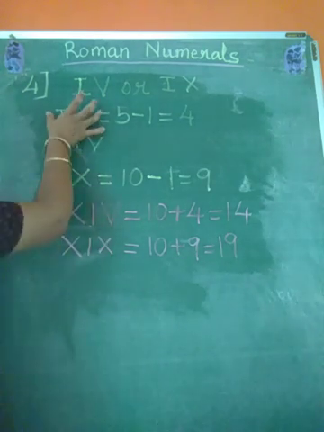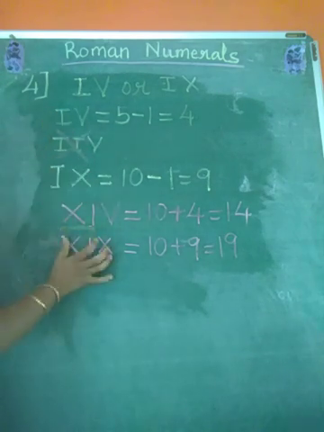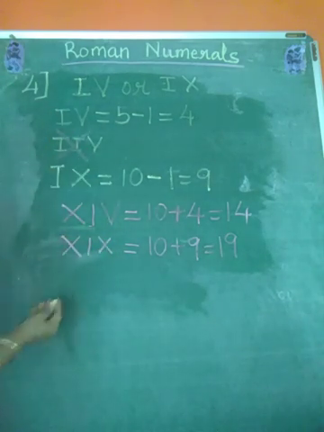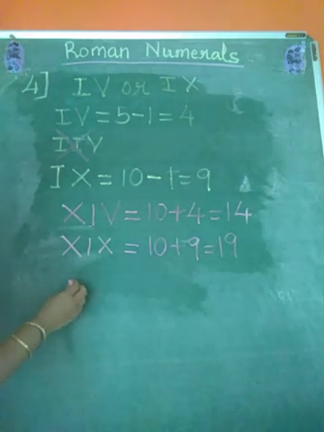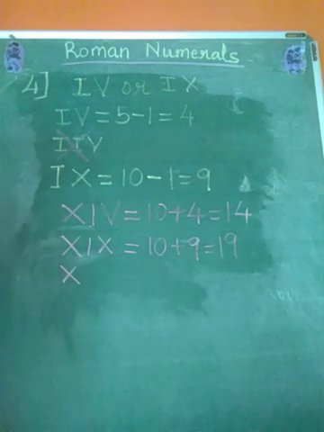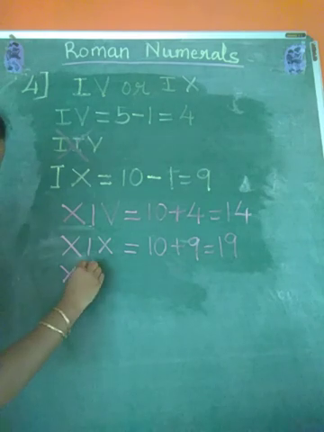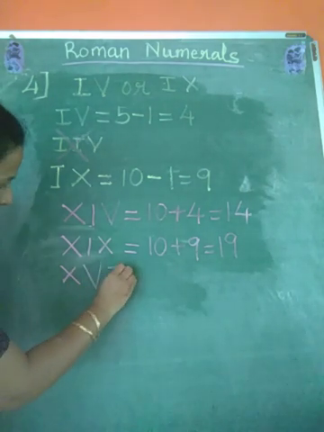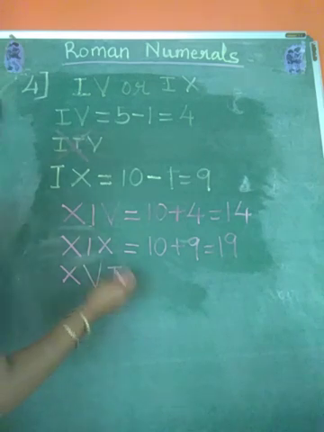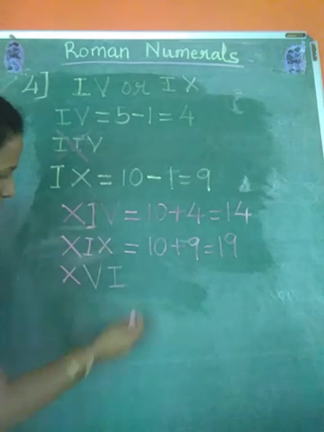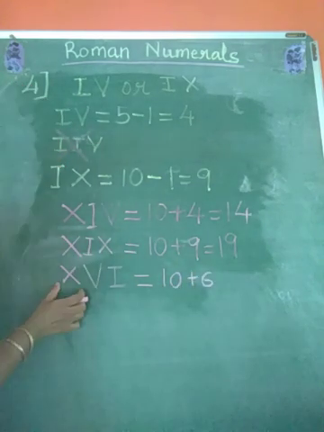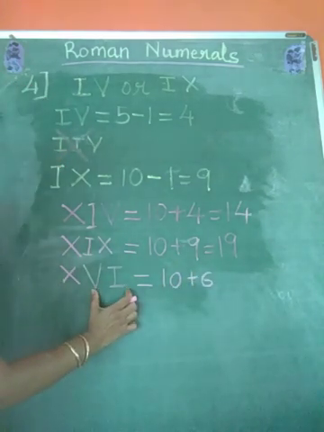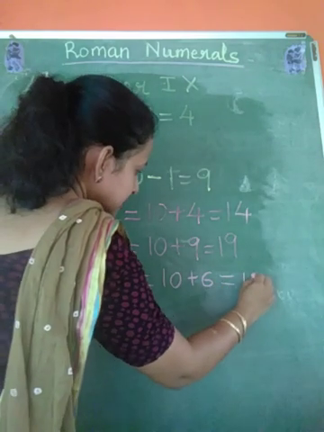Now this is according to rule number 3 and 4. We have written now 3 and 4. Now let us write the next one, that is 16 and 17. 16 will be 10 plus 6 that we have to write. So 10 plus 6 means you have already learned that 6 we are writing as VI. So XVI is equal to 10 plus 6. So it becomes equal to 16.